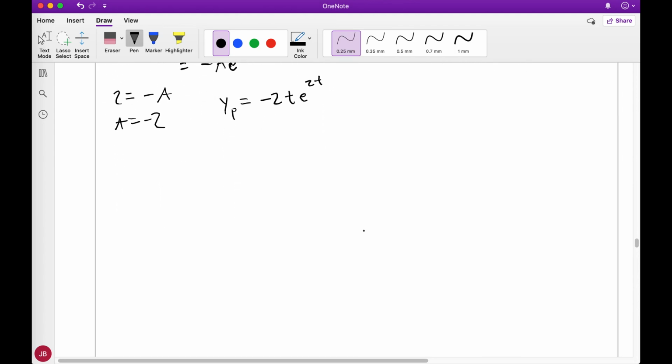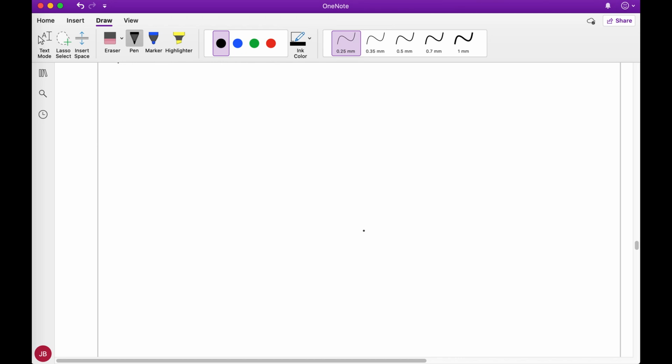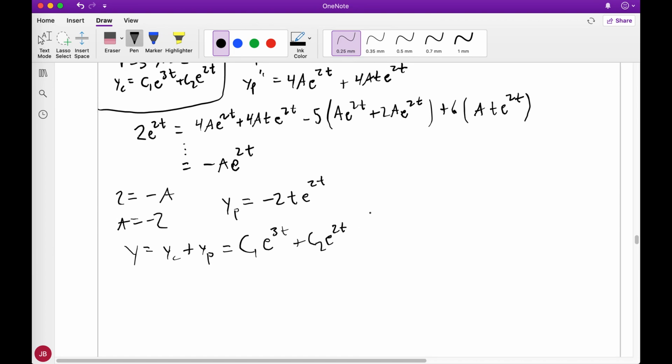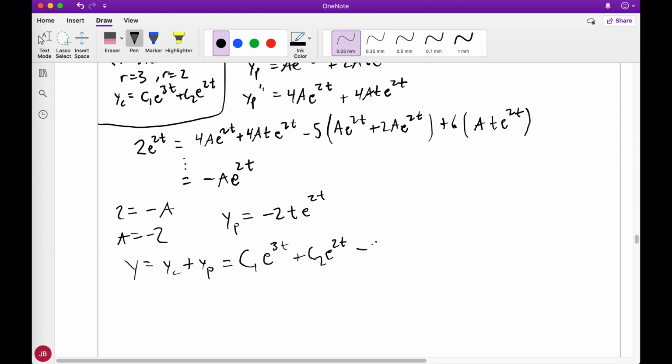All right, so there's still a little bit left to this problem, but let's first start with just y itself. That's yc, the complementary, plus yp, which now I think we have those pieces. So scrolling back up, this is c1 e to the 3t plus c2 e to the 2t minus 2t e to the 2t.